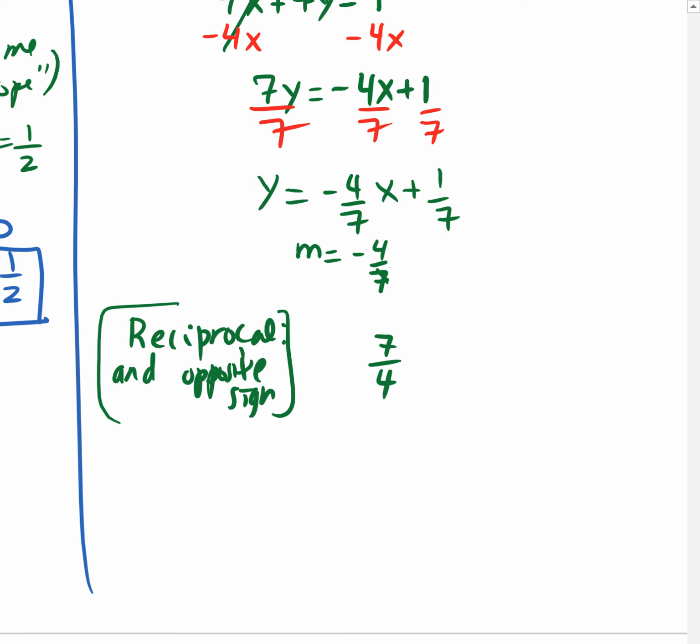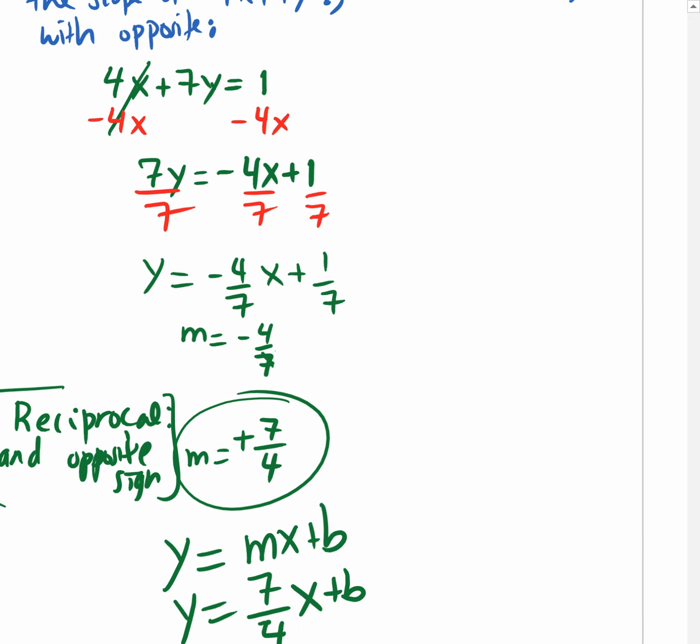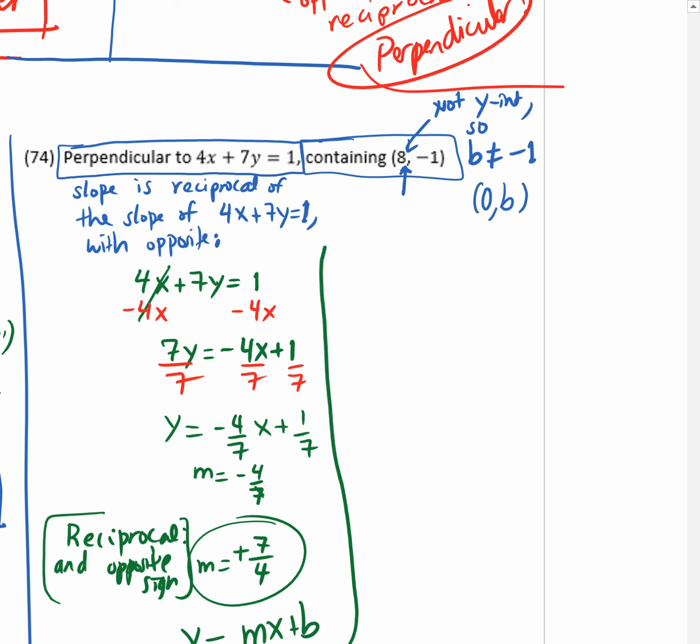So since that guy's slope was negative, I want positive. So that's the slope I want for my line. So for sure I know that I want y equals mx plus b, where slope m is 7/4. But b is something I don't know yet. That must be something I'll be able to find with that last piece of information.